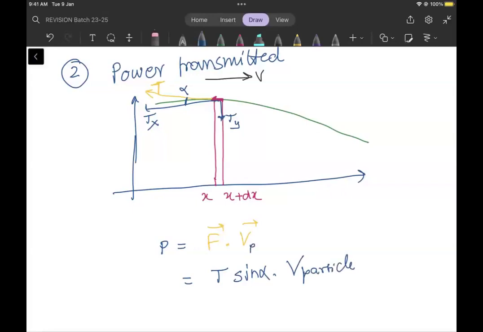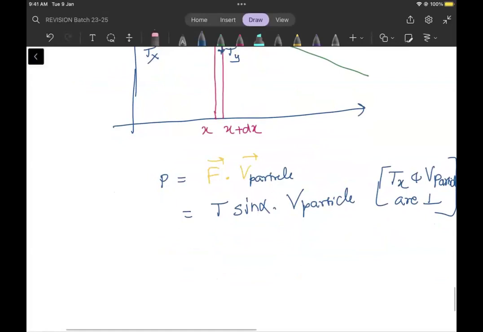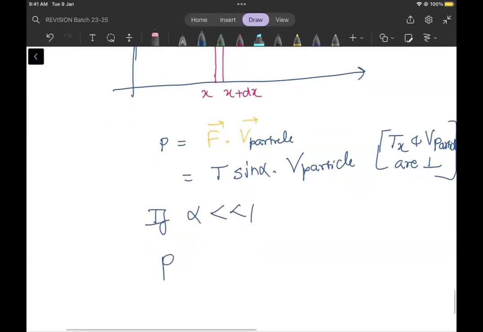Okay, so this is the velocity of the particle of the medium, and that is why I'm not considering Tx, because Tx and velocity of the particle of the medium are perpendicular to each other. So I'm not considering the Tx wala component. I'm only considering the Ty wala component. And if alpha is very, very small, I will get power is equal to, and this is the real defining step, T tan alpha into velocity of particle.